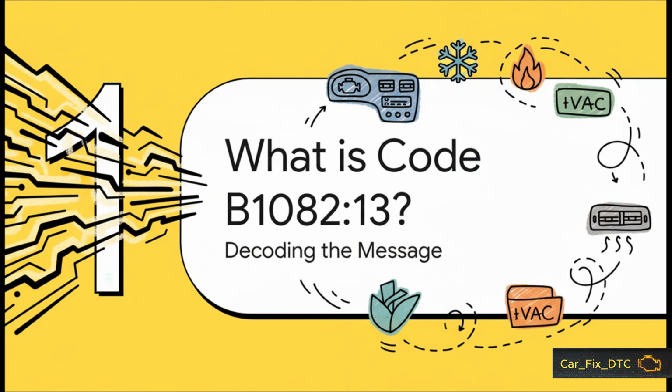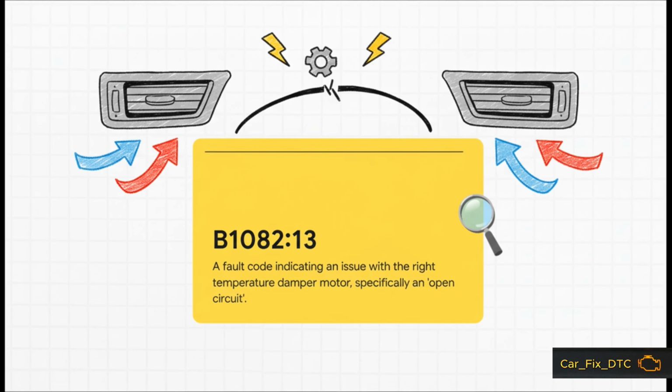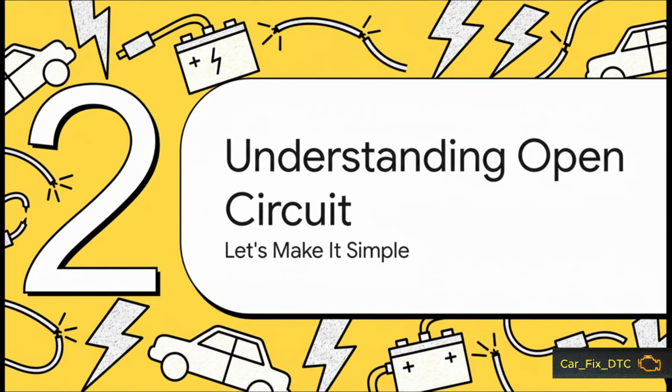This code, it's not just a random jumble of letters and numbers, it's actually a very specific message from your car. And it's all about your HVAC system, your heating and your air conditioning. The big takeaway here is that this code points directly to one thing, the right temperature damper motor. You can think of this motor as kind of like the little gatekeeper that's blending the hot and cold air for your passenger side. And that 13 at the end, that tells us the exact type of problem. It's an open circuit. Now, that term, open circuit, I know it sounds super technical, but the idea behind it is actually really, really simple.